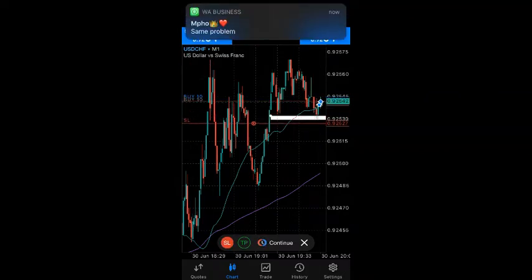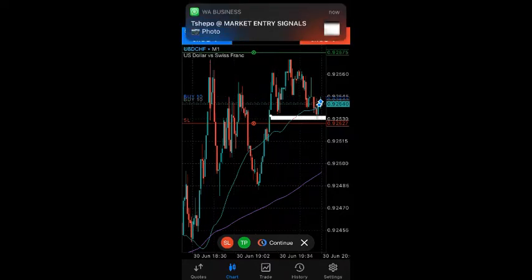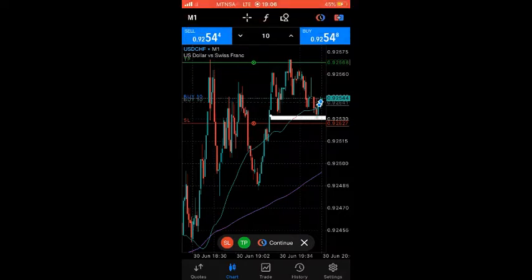Take profit. Right there where price is giving us problems. So it's a 1-to-2 risk ratio. Yep. So that's how I placed the trade.